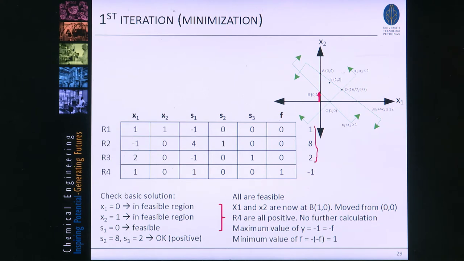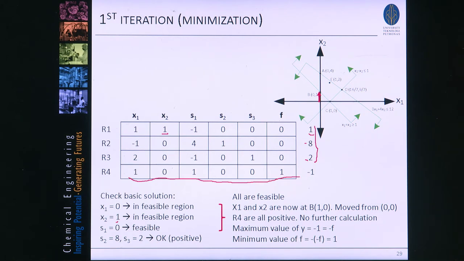x1 equals 0, x2 is 1. In this case, x2 is 1 and x1 is 0 because this is a non-basic variable. S1 is 0, S2 is 8, and S3 is 2. So these are all positive. The right-hand side of the equation is also positive, and there is no negative in the objective function already.